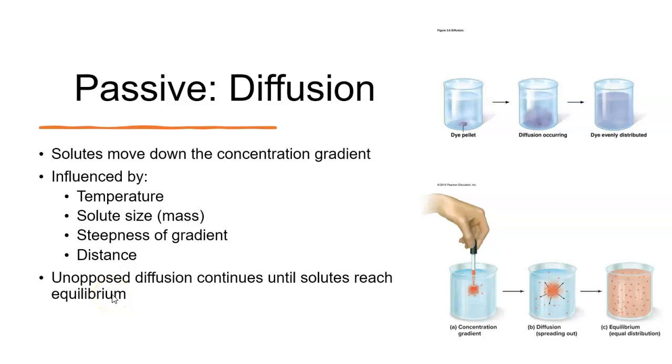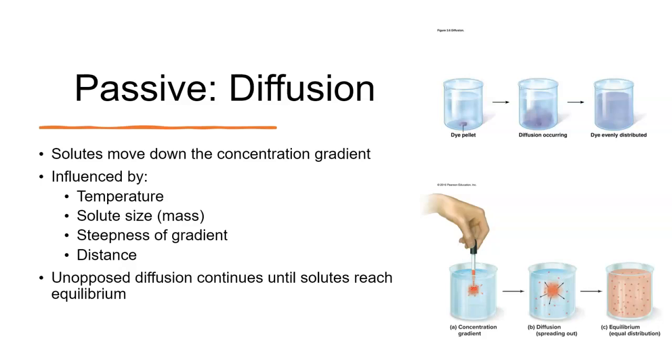The first type of cell movement we're going to look at, or membrane transport, is a passive action called diffusion. So diffusion is the movement of ions or molecules down their concentration gradient, which means from where there's more to where there's less. Diffusion happens because of the kinetic energy of the ions or the molecules.